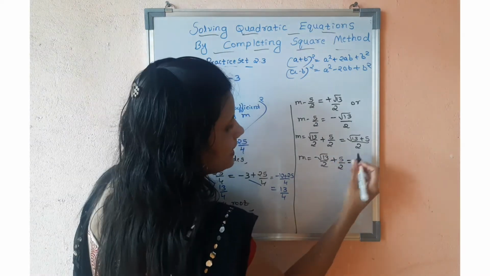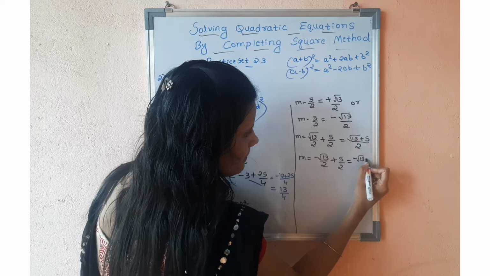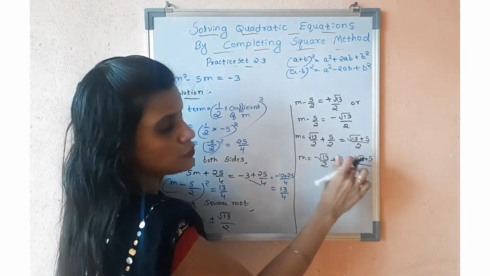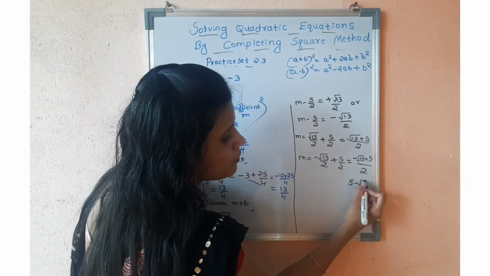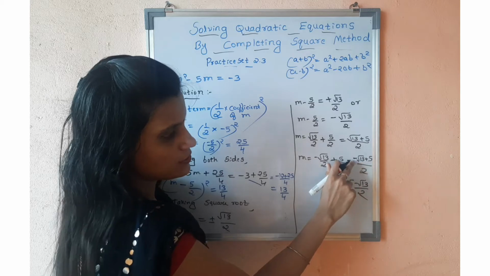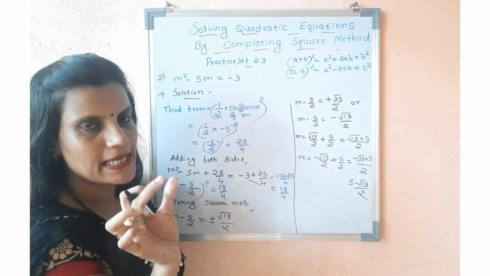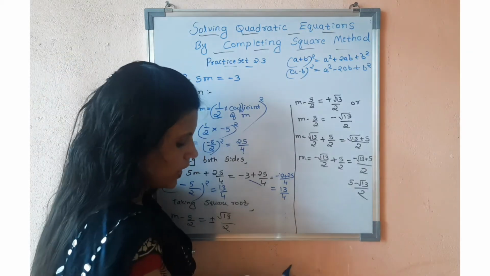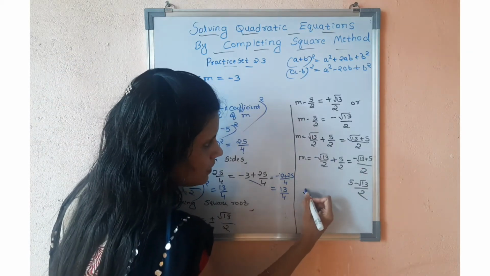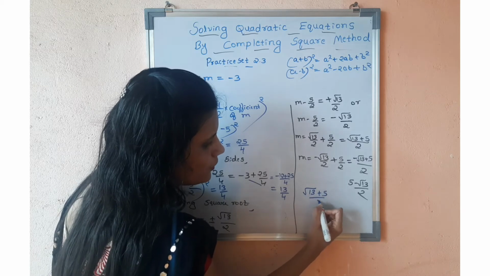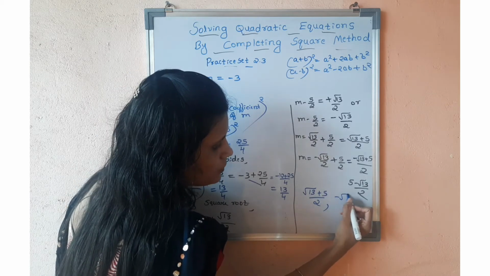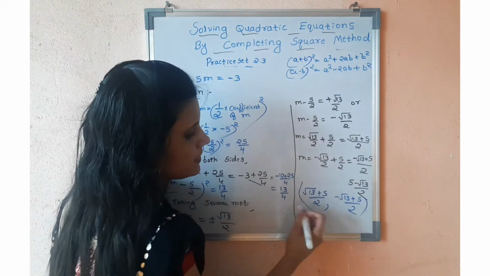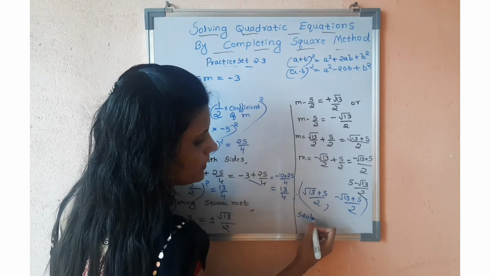So it will be minus 13 plus 5 on 2. As it is in a root, I cannot add. This one can also be written as 5 minus root 13 divided by 2, because the minus symbol is in front of root 13. So you can write like this. Very simple. So we got the solution, root 13 plus 5 upon 2 and minus root 13 plus 5 upon 2, or you can write this also, are the solutions of the equation.